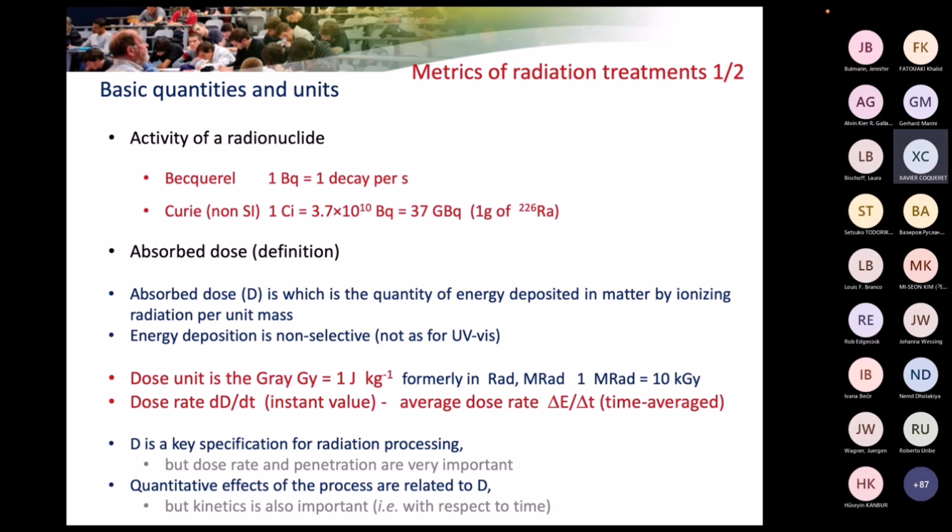And in that case, if this is not constant over time, we can use the average dose rate, which is the time average value, the energy deposited divided by the time of the irradiation. So the dose is, of course, a key parameter and a key specification for radiation processing, but I would like to stress that it's not the single descriptor of radiation processing. One has also to know the dose rate and the penetration to know over which range of depth this treatment is applied to the substrate.